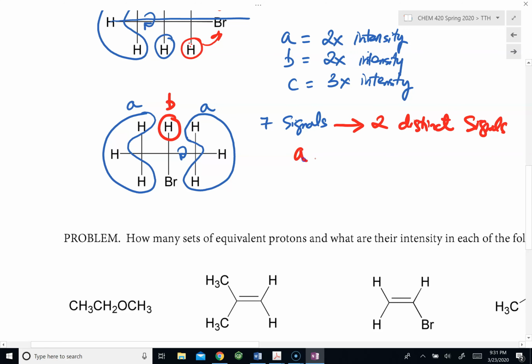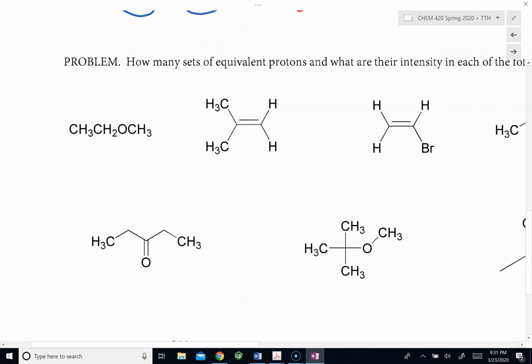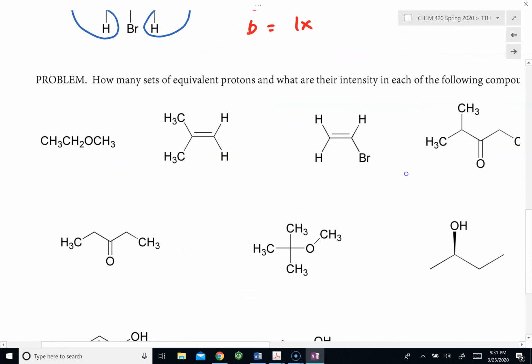Signal A would be 6 times the intensity, and signal B would then be 1 time the intensity. So if we were to compare the intensity of the signal from hydrogen A and hydrogen B, the ratio will be 1 to 6. Let's now try a few more practice problems.